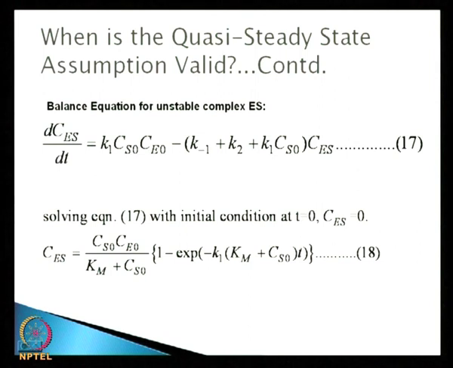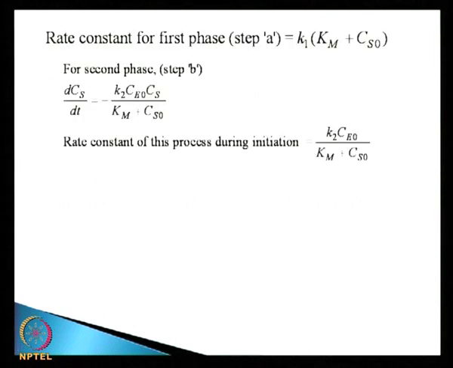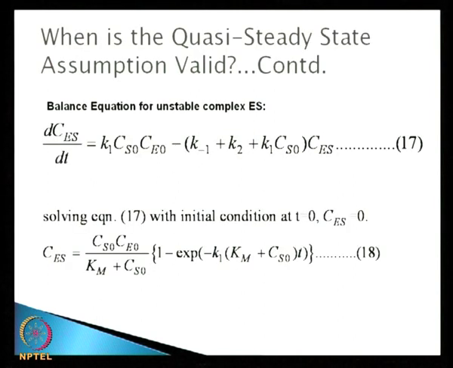The term within the exponential, right? Because that is the one that has the time in it. So, we have to take that prefactor of time out, and we have to compare it with the time constant for the other reaction. If you look at this, this is the rate constant for the first step. K1, let me go back. K1 Km plus Cs naught, this is my rate constant for the first step.